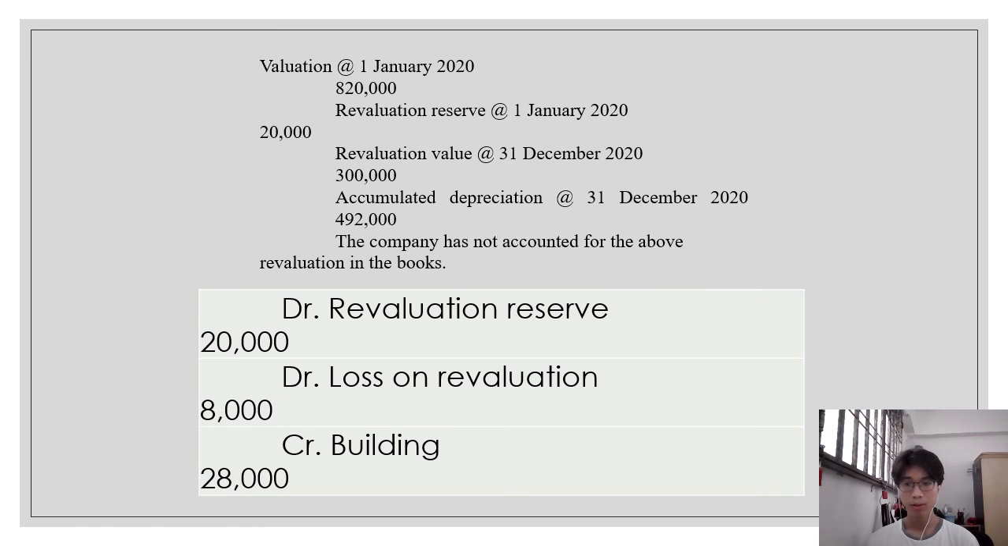Next, we are given the following information on revaluation. The amount has been revalued from 820,000 minus accumulated depreciation to 300,000. Therefore, to record this, we have to debit the revaluation reserve of 20,000 and debit loss on revaluation, which is 8,000. And we have to credit building 28,000 as we lost 28,000 value of the building.